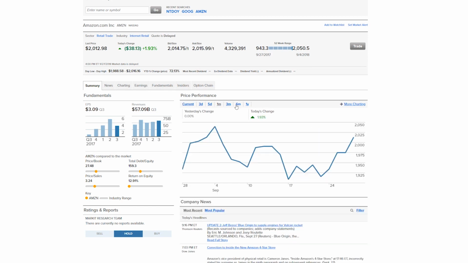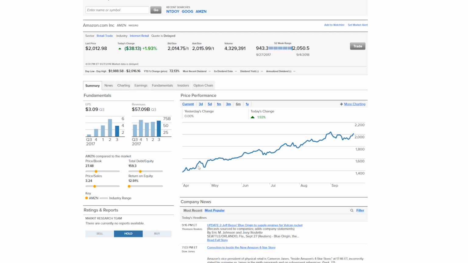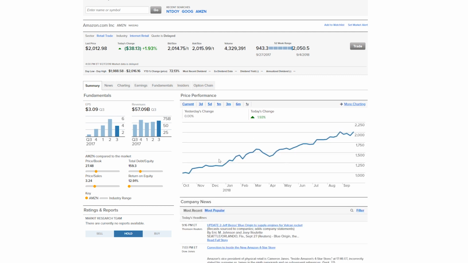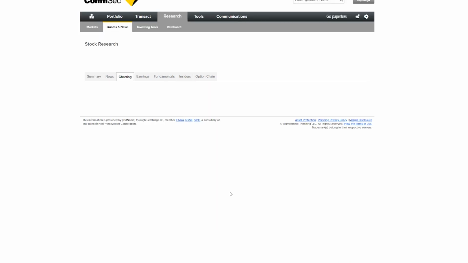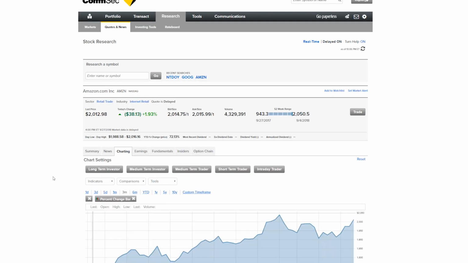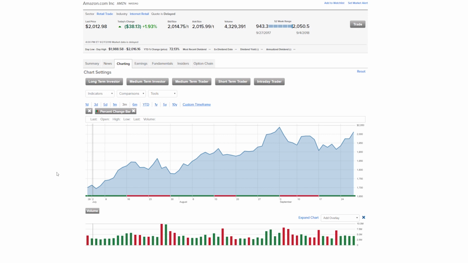And then you can look at the chart. So if you look at 6 months, you can see Amazon has done extremely well. Over the last year, it was sitting at around $1,000. Now we're on 2,000. So even Amazon in the last 12 months has done really well. Not saying that it's guaranteed to keep doing well, but Amazon is one of the stocks that I think, with Jeff Bezos behind it, will continue to do well.